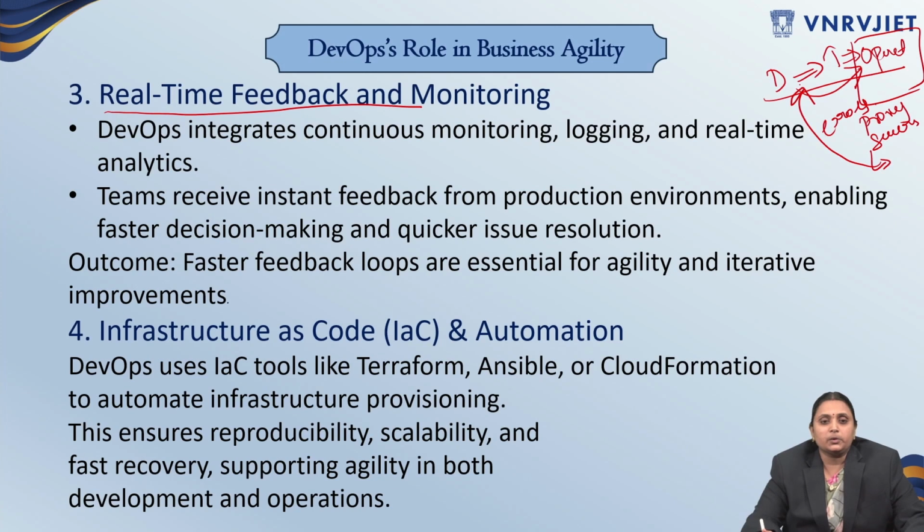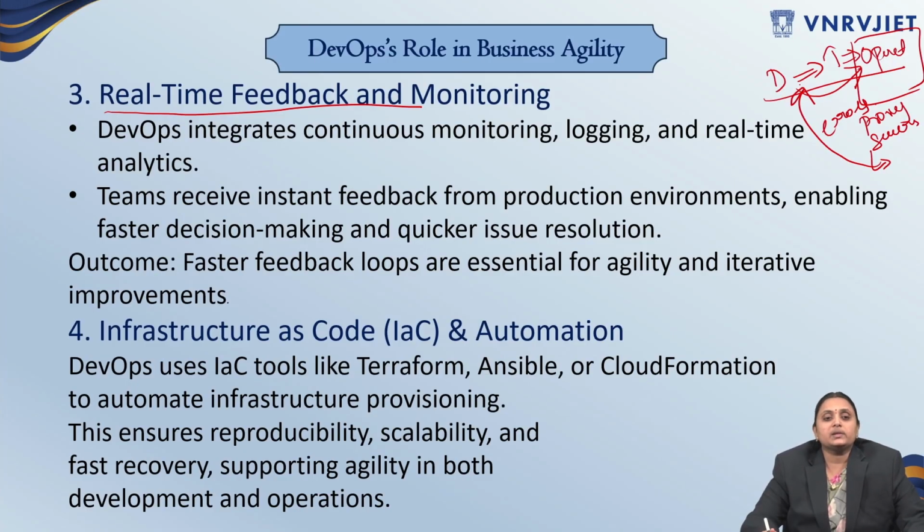The teams receive instant feedback from the production environment from the operations team, enabling faster decision making and quicker issue resolutions. So finally, by using this feedback, faster feedback loops are essential for agility, and iterative improvements are required to improve the business.